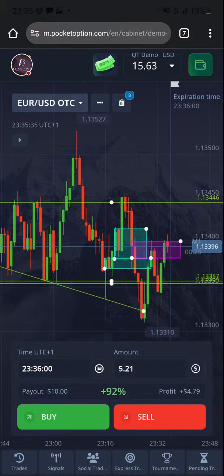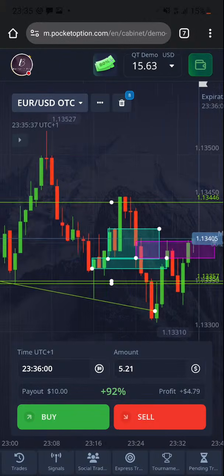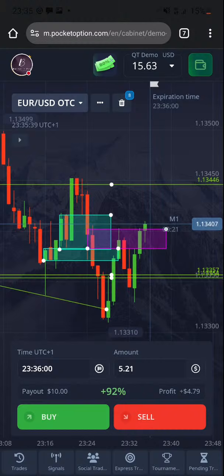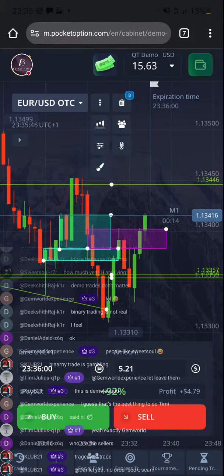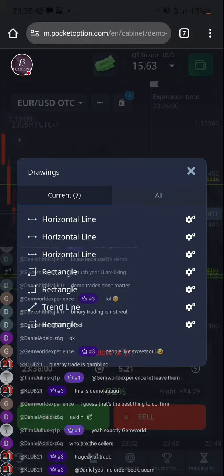But what moves the market is the activity of the buyers and sellers. The buyers try to bring the price up. The sellers try to bring the price down. It's as simple as that. That's the simplest thing I can tell you right now. You understand?